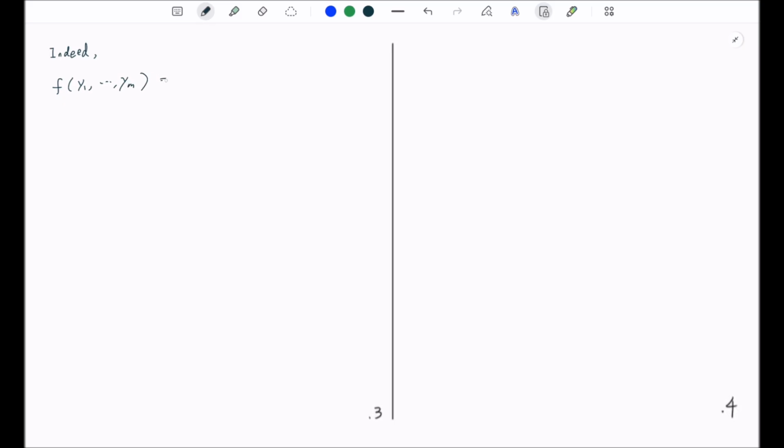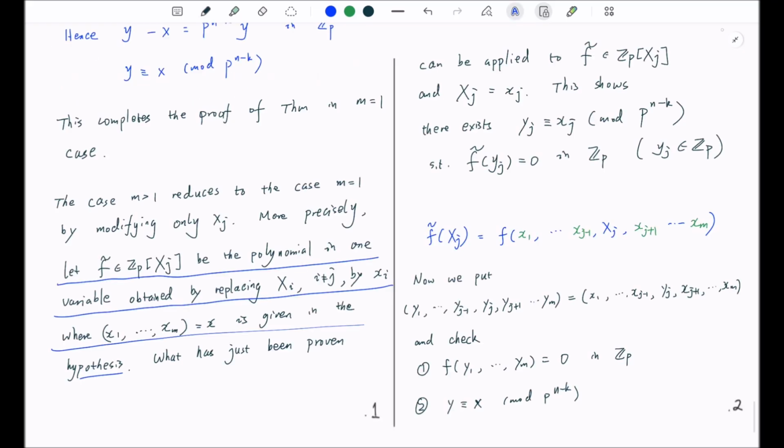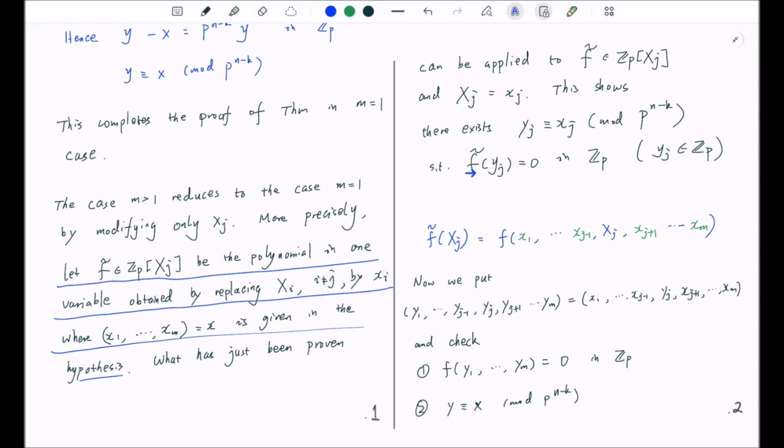So we just plug in the definition for y1 through ym. This is the jth component yj, and the other components are xi's. And this is equal to f tilde of yj by our construction from here. And f tilde of yj is equal to 0 in Zp.